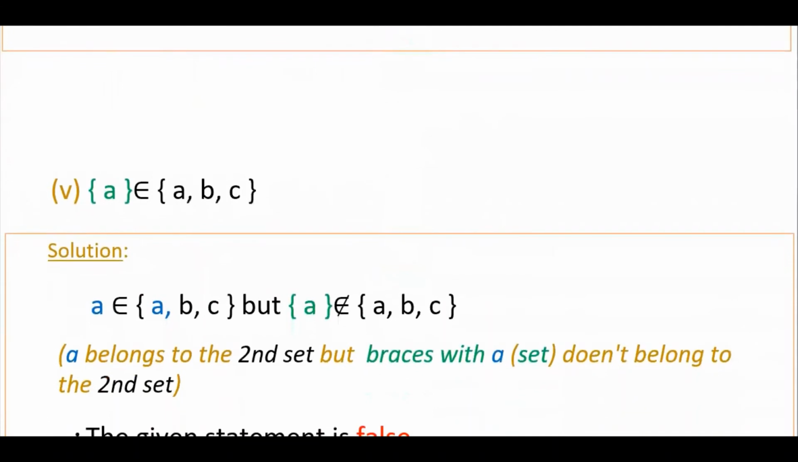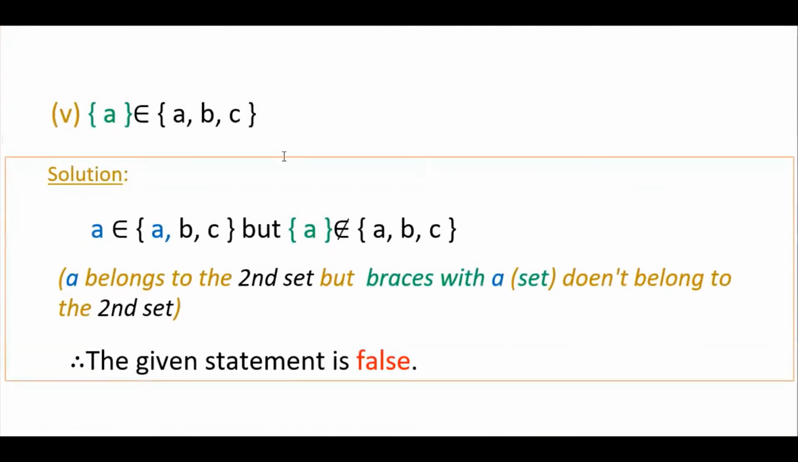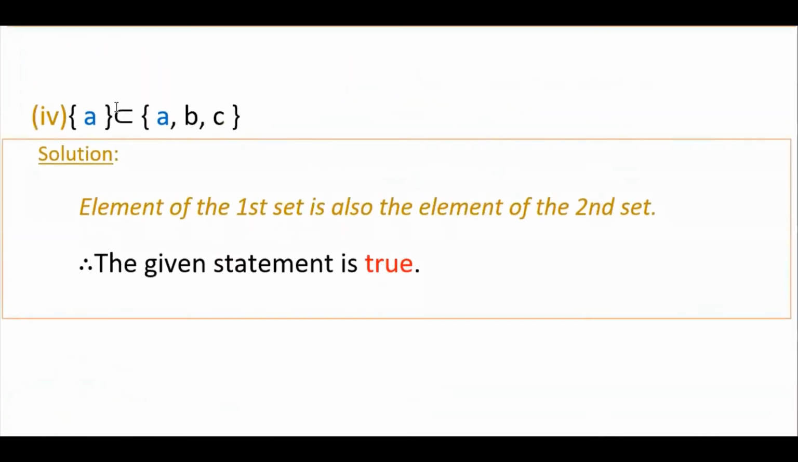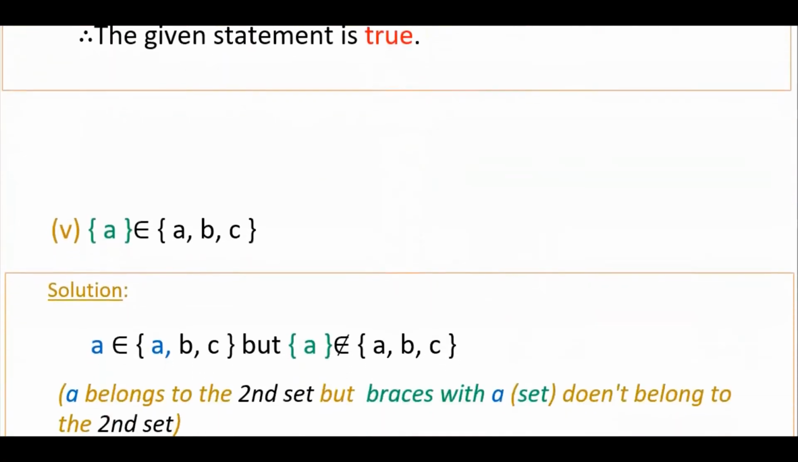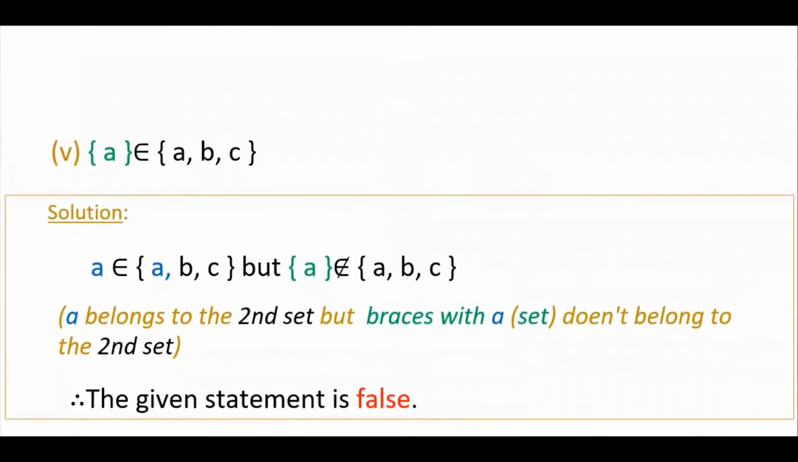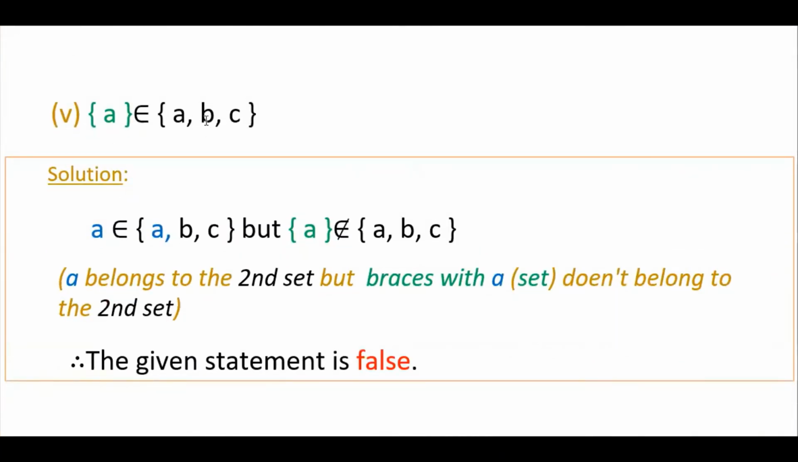If you check the next one, see the difference between the previous one and this one. Here the set A belongs to this set ABC. Here it is not A belongs to A. Just check the difference here. This is subset. Here A is a subset. This set is a subset of this set. But here A belongs to. This set belongs to the second set. That means here in the second set, A, B, C are the only elements of this set. But here the set, including the braces, it is not there. So it is not a correct statement. So the given statement is false.